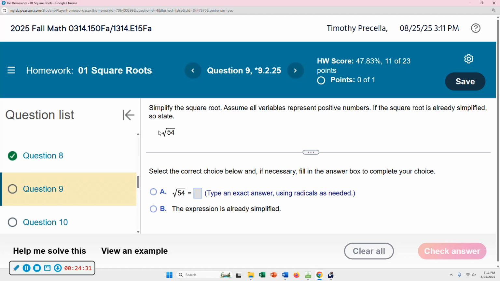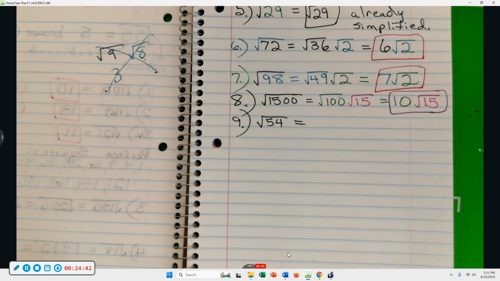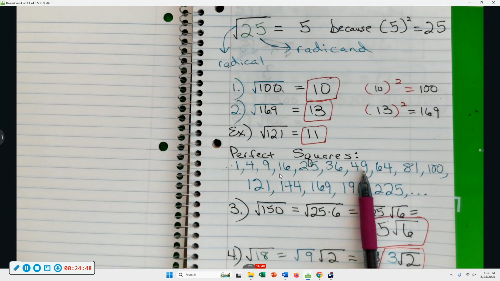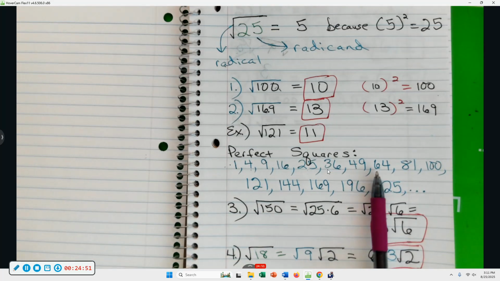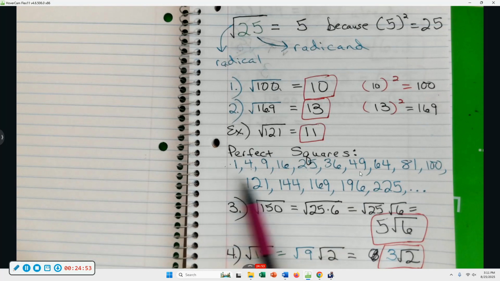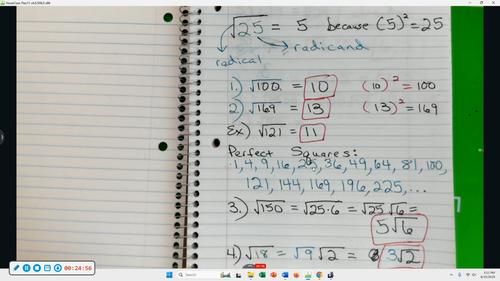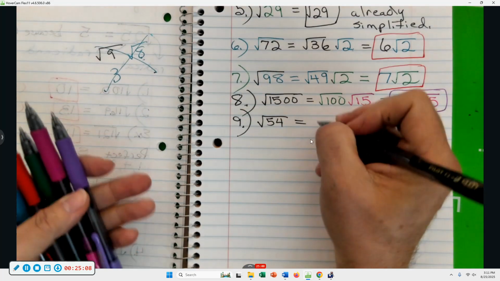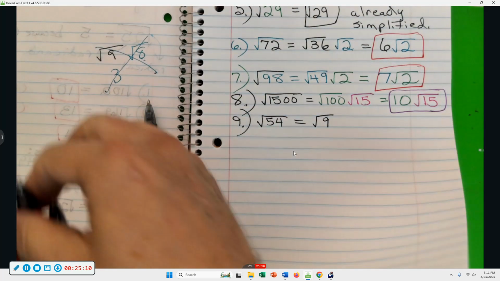Number 9. It's another simplify, the square root of 54. Oh, well, at least the number's smaller. Is 54 a perfect square? Let's see, 54 is between 49 and 64, so it's not a perfect square. What's the biggest number here that divides evenly into 54? 9 times what? 9 times 6? No perfect square divides evenly into 6. So I agree, we're going to use the square root of 9 times the square root of 6.